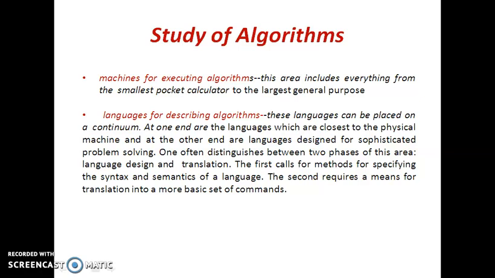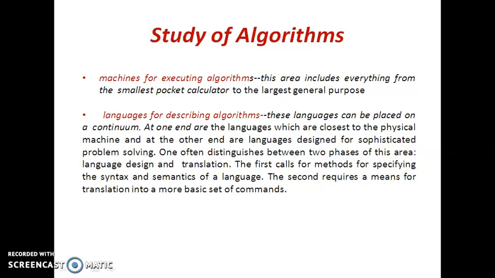So first, machines for executing the algorithm. Okay, machines for executing the algorithm. This area includes everything from the smallest pocket calculator to the largest general purpose computer or PCs. So suppose I want to develop one algorithm. That algorithm is executed on what type of machine? So this algorithm is used for a supercomputer, or for a small pocket calculator, or for some ordinary minimum quality PCs.